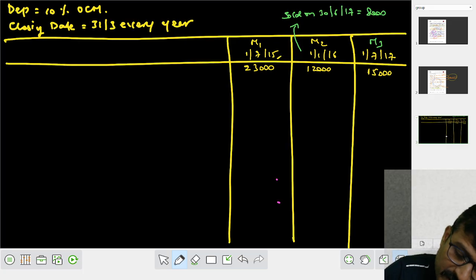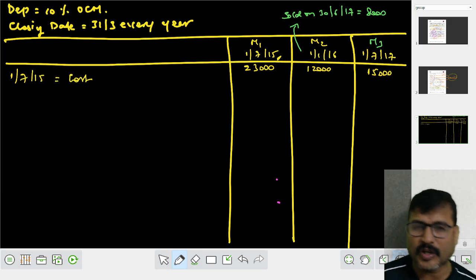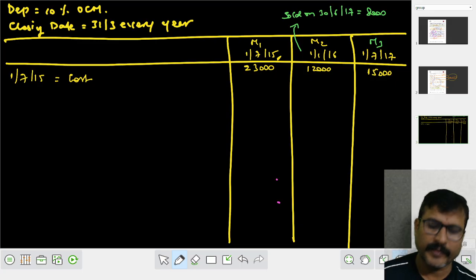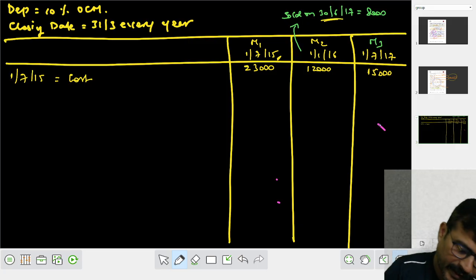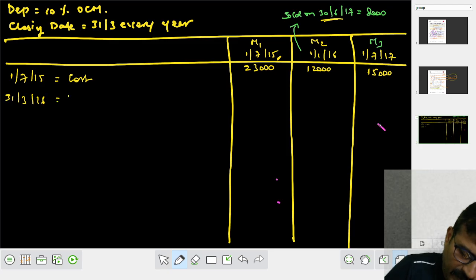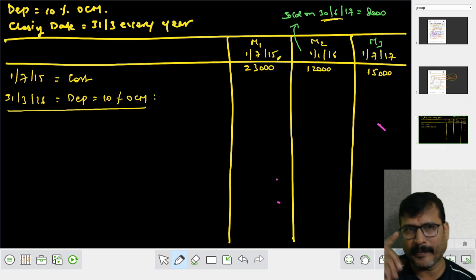See, this is the first date, right? I am supposed to write the first date, 1st July 2015, as the cost. When is it sold? June 17. Until then, no entry. Here it closes on 31st March 2016. Depreciation is 10% under OCM method. Please remember it is OCM method.